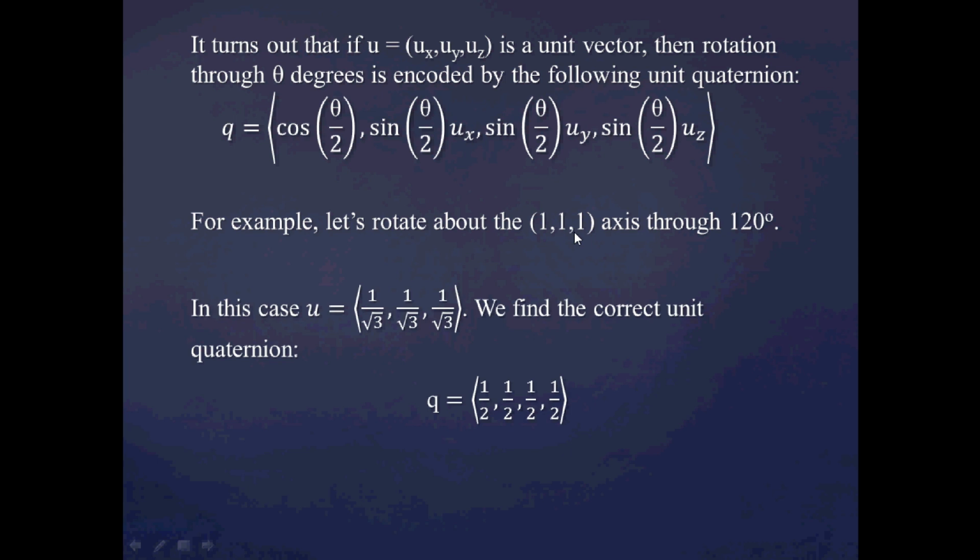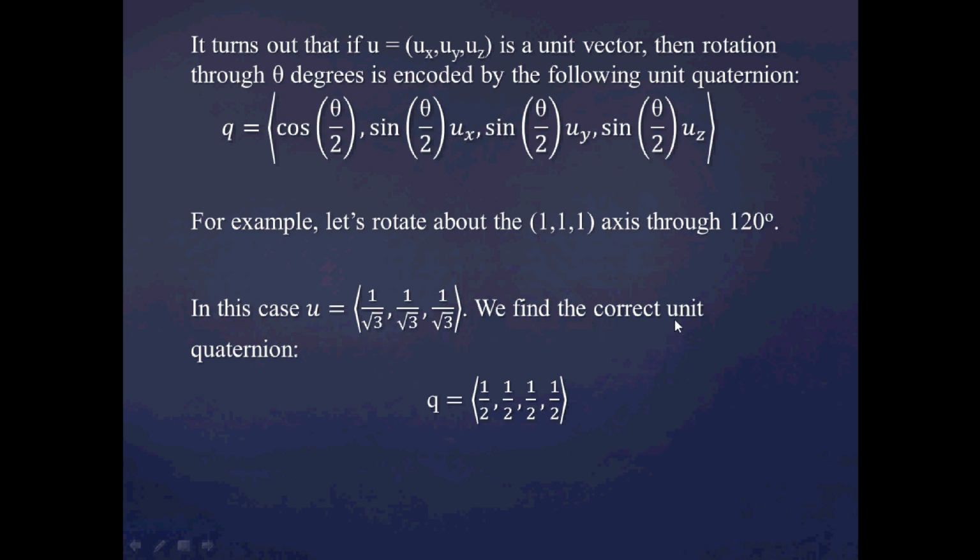Now first, we notice that this is not a unit vector because the squared length is going to be 3, so its length is going to be square root of 3. So what we're going to do is first create the corresponding unit vector, u, just by scaling it back down by square root of 3. So we're going to consider the unit vector 1 over root 3, 1 over root 3, and 1 over root 3. Same direction, just scaled down.